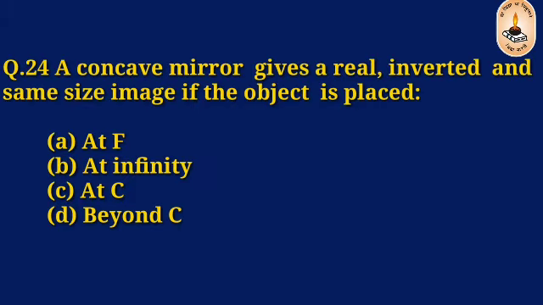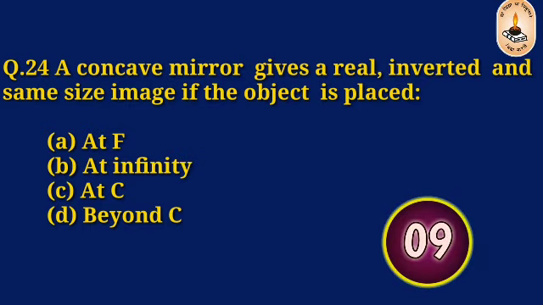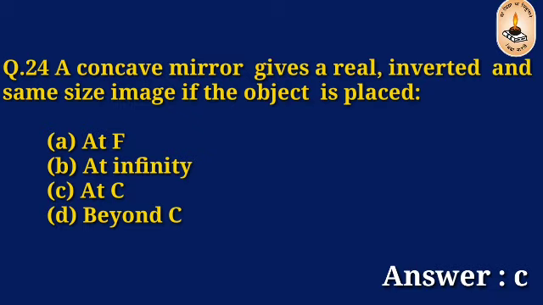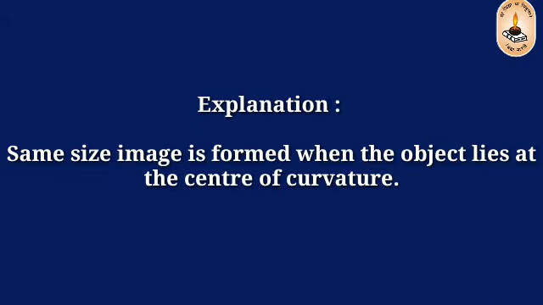Question number 24. A concave mirror gives a real, inverted and same size image if the object is placed at: F, at infinite, at C, beyond C. The right answer is C, at C. Explanation: same size image is formed when the object lies at the center of curvature.